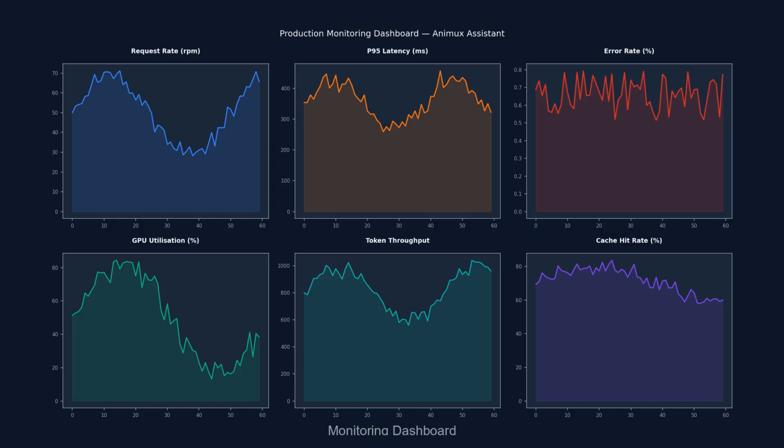Token throughput is a direct measure of inference efficiency. If this drops while GPU utilization stays high, you likely have a memory bandwidth bottleneck. The cache hit rate validates your caching strategy. Above 80% means the majority of repeated prompts are being served from cache, saving both latency and GPU cycles.